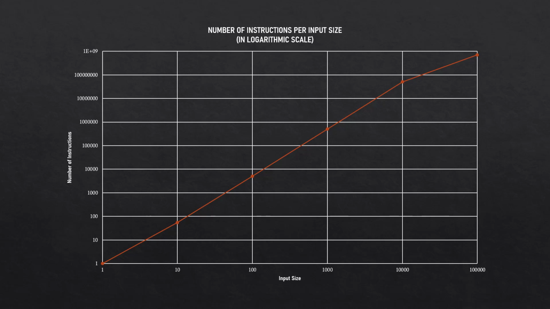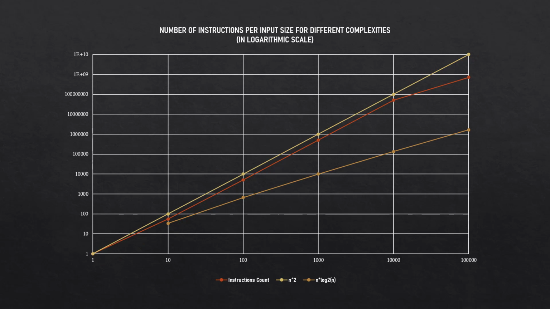We then compared this to similar complexities, such as n to the power of 2 and n times log 2 of n. Although Acme reported a complexity of big O of log 2 of n, we found that their complexity was actually more in the order of big O of n squared.